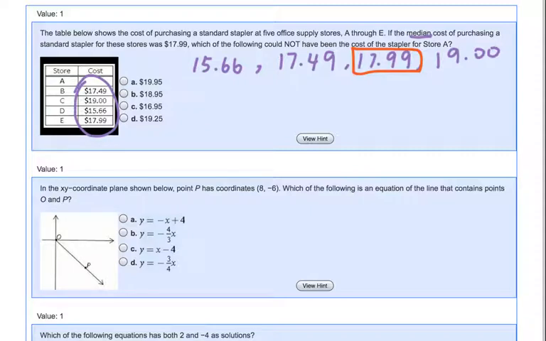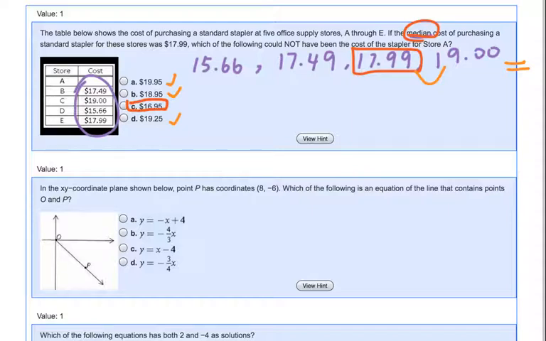In other words, if we have the data for A, it has to be between these two or greater than $19 over here. So which one will be like that? It's A and B and D. In other words, C will be the answer, because if you put C into this data, then $17.99 cannot be the median.